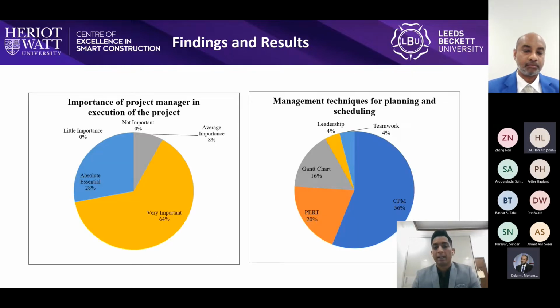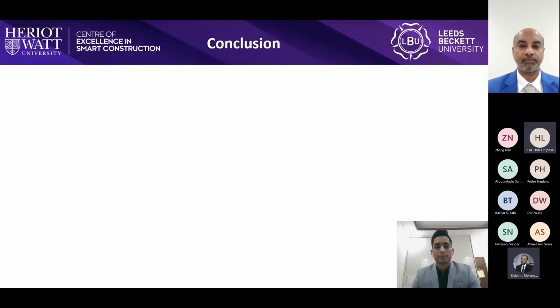Almost 80 to 90% of the people have highlighted that the project manager and the skills of the project manager are very crucial for successfully completing a construction project and for adequate project execution. The management techniques for a construction project which are widely used are critical path method by 56%, PERT by 20%, and Gantt chart by 16%. Teamwork and leadership are soft skills which are essential for proper communication among stakeholders and for managing a project.